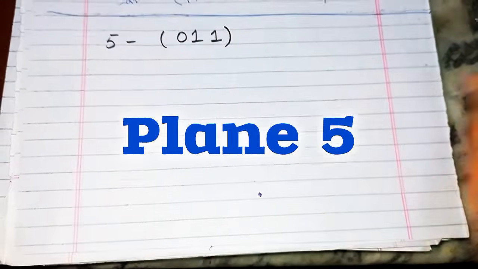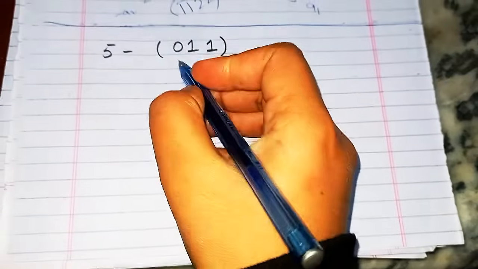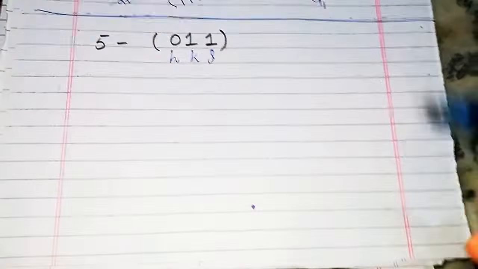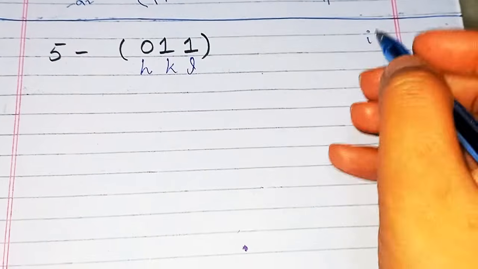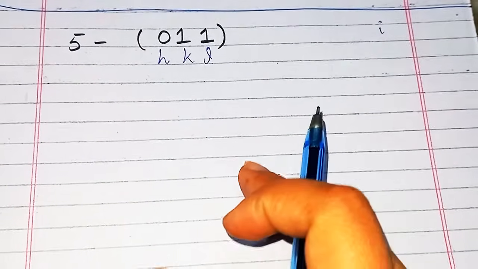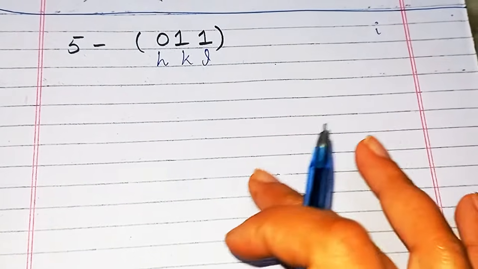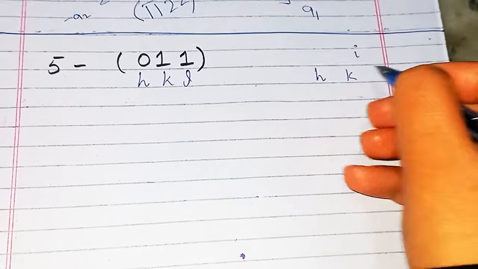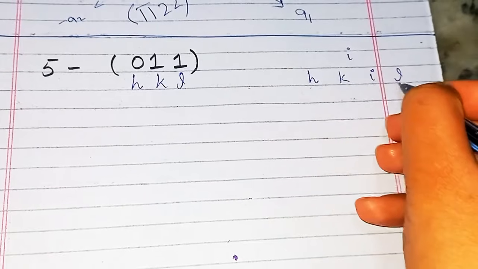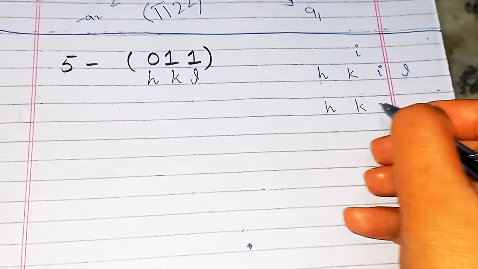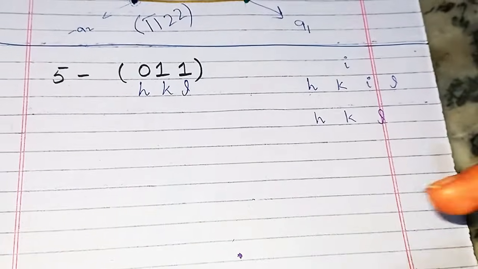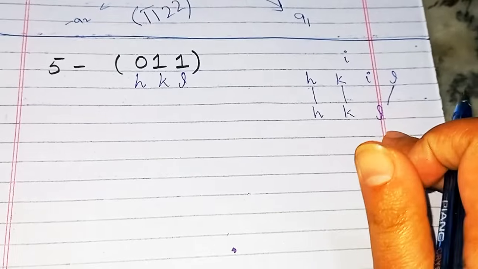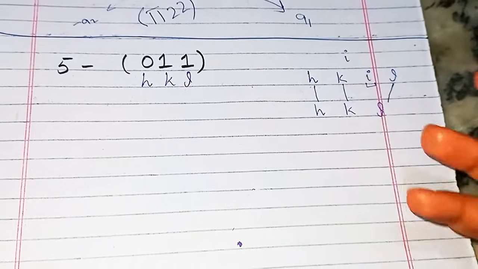Here we are with the Miller indices. Now we have these Miller indices. This is H, this is K, and this is L. But we don't know about I. There is a really interesting fact and relation between Miller indices and Miller-Bravais indices. As I told you earlier, Miller-Bravais indices are four: H, K, I, and L. And Miller indices are three. Okay, it's a really interesting fact that they are the same, but I is only an additional thing.